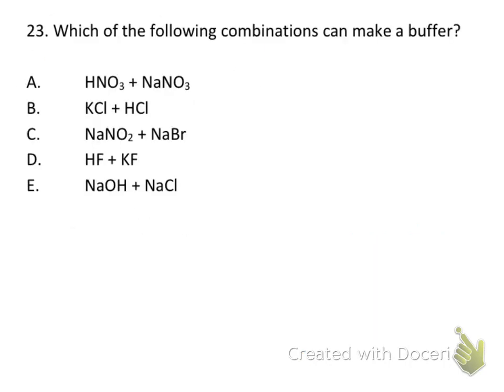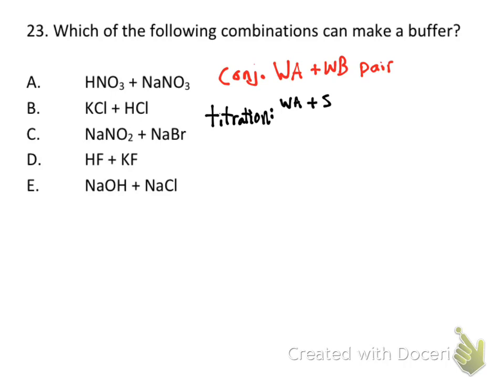So, which of these following combinations can make a buffer? Now, there are 2 ways that we can make a buffer. The first is an inherent buffer, a conjugate weak acid, weak base pair. Okay, classic. The other way that we can make a buffer is through a titration. We can have a titration of a weak acid plus a strong base, or we can have a weak base plus a strong acid. But the caveat in both of these cases is we need more moles of the weak stuff.